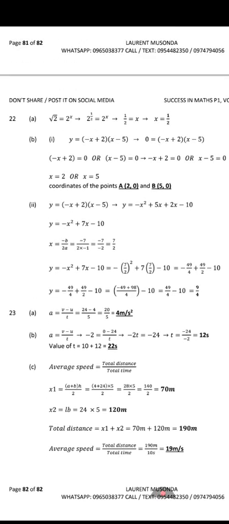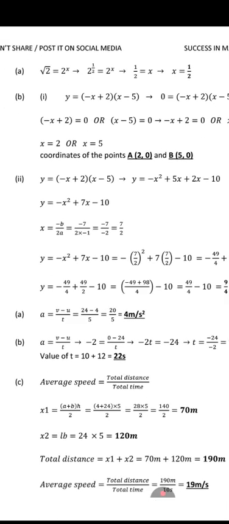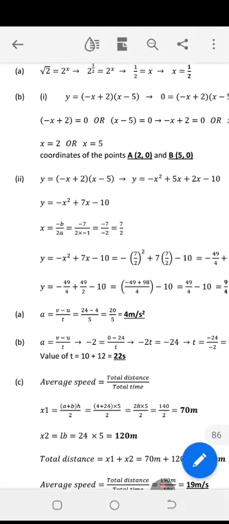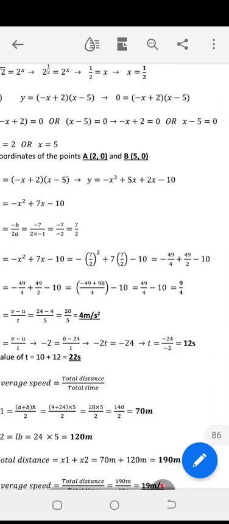Last but not least, it is travel graphs, acceleration. So here they are saying find the acceleration. The formula for acceleration is final minus initial over time. The final velocity according to the graph is 24. The initial velocity is 4. Then the time taken was 5. You subtract, 24 minus 4, 20. Divide by 5, 4.